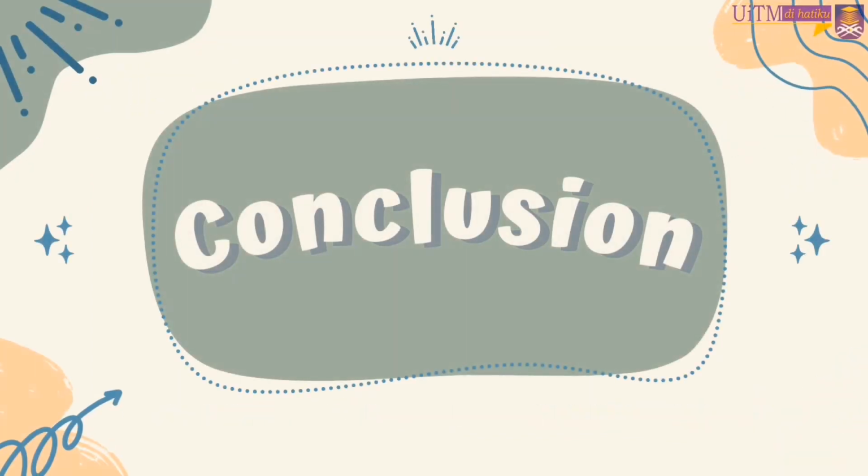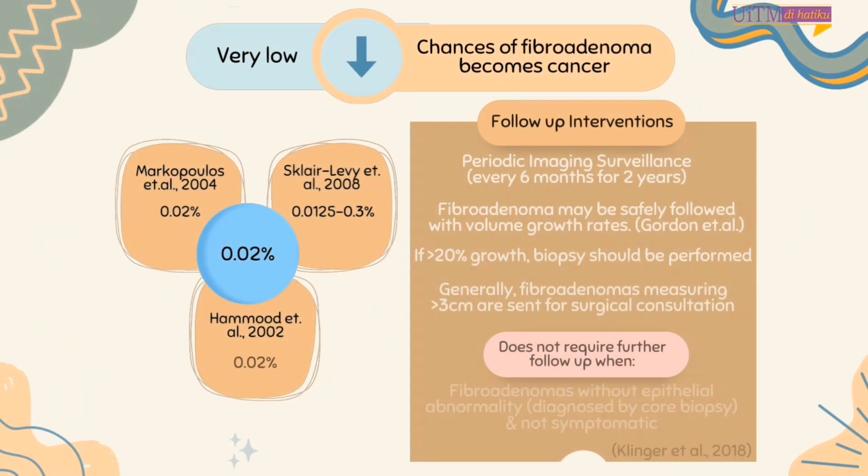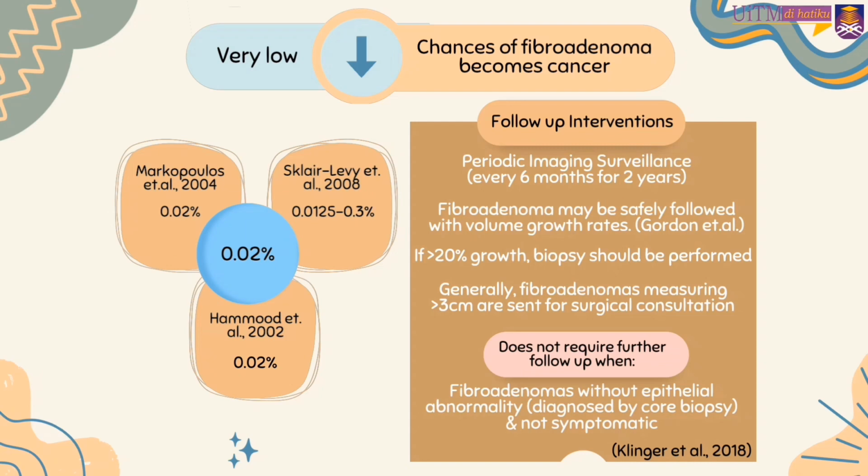And last but not least, in conclusion, the chance of fibroadenoma becoming cancer is very low. Concluding from several journal sources that we have studied, the chance is as low as 0.02% only. However, follow-up intervention is still recommended if fibroadenoma is detected, which is imaging surveillance every 6 months for 2 years. According to Gordon et al., fibroadenoma may be safely followed with volume growth rate.